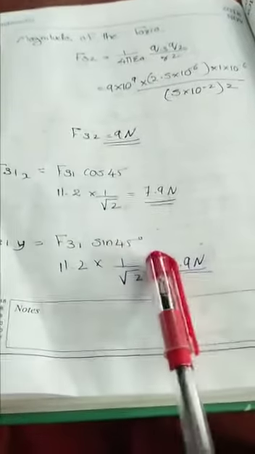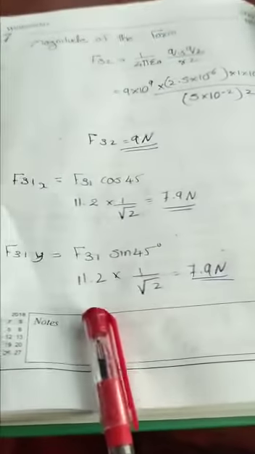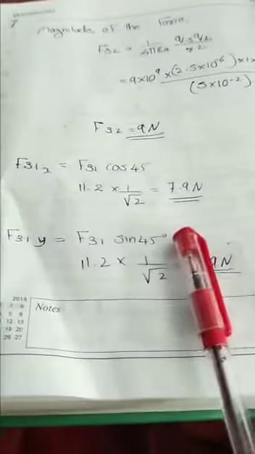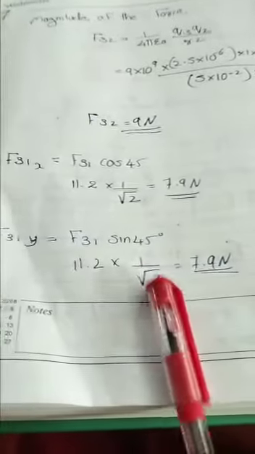The next one, F31y, F31 sine 45. What is the value of F31? 11.2. Then sine 45 value is 1 by root 2. So simplify this one, 7.9. Both data are the same.